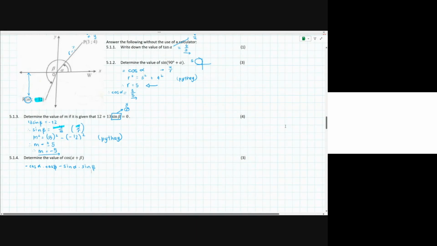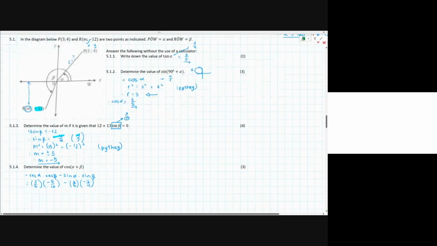So cos alpha, I already have: 3 over 5. Cos beta, I read off from my diagram. It would be negative 5 over 13. Minus sine alpha, we don't have, but we can just read it off. It is 4 over 5. Times sine beta, we isolated it up here: negative 12 over 13.